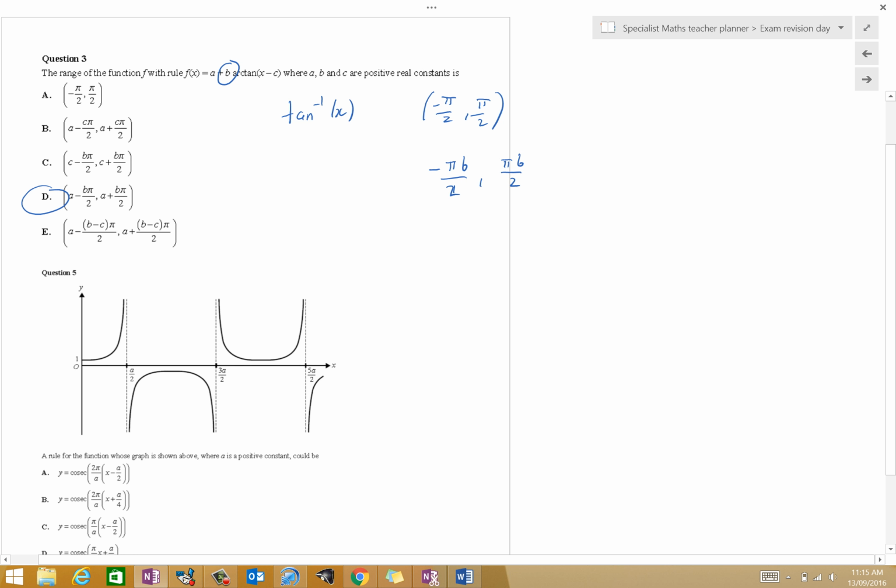Once again, think about it. If you know your stuff, if you know the range of the inverse tan function, and you can apply those transformations, that's a 30-second problem. And then you can start focusing your energy on something else.